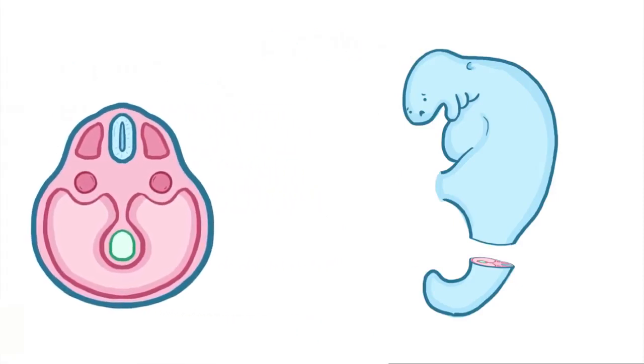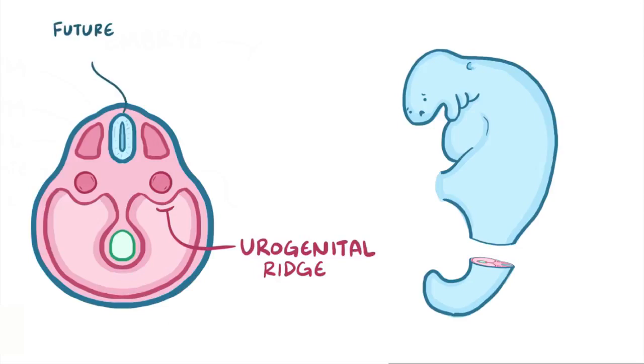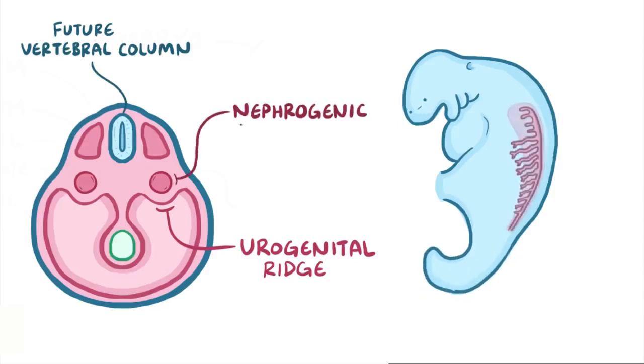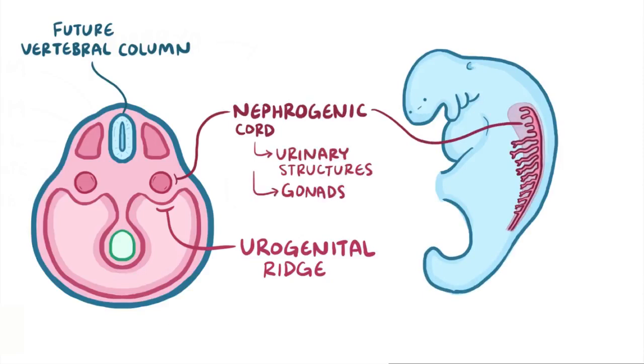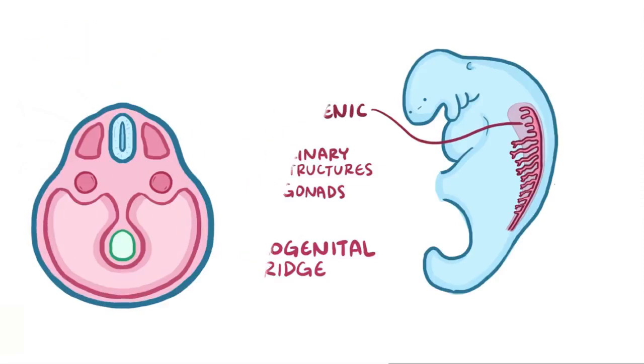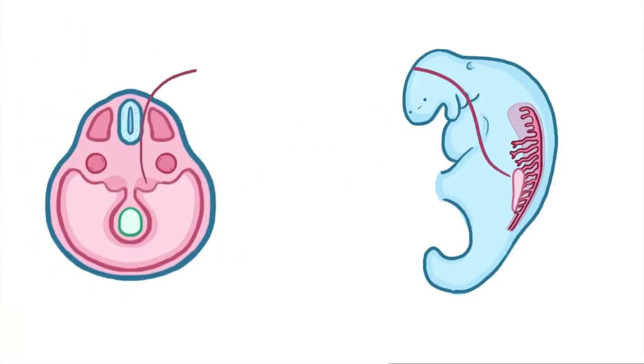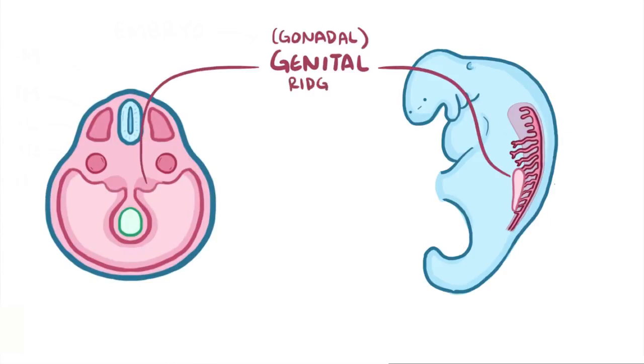The intermediate mesoderm on both sides of the embryo condenses into 2 cylindrical structures called the urogenital ridges. Each urogenital ridge runs parallel to the embryo's future vertebral column, and organizes into a cylinder of mesoderm called the nephrogenic cord. Most of the nephrogenic cord goes on to form urinary structures, but a strip of it in the middle gives rise to the gonads in males and females. This portion that gives rise to the gonads is called the genital or sometimes gonadal ridge. This genital ridge has a mesoderm core and is covered with epithelium.